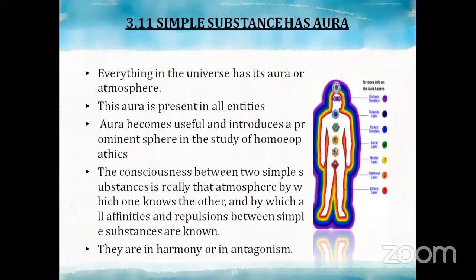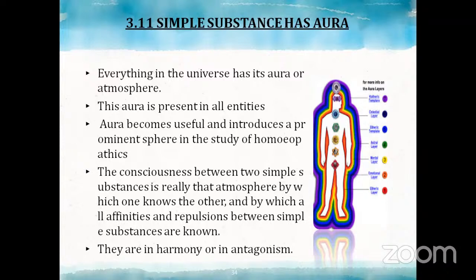Then he's telling that it has got an aura. Everything in the universe has its aura or atmosphere. This aura you can see in all the entities, and aura becomes useful and it produces a prominent sphere in the study of homeopathics also. So the consciousness between two simple substances is really the atmosphere by which one knows the other, and by which all affinities and repulsions between simple substances arise. They are in harmony or in antagonism.